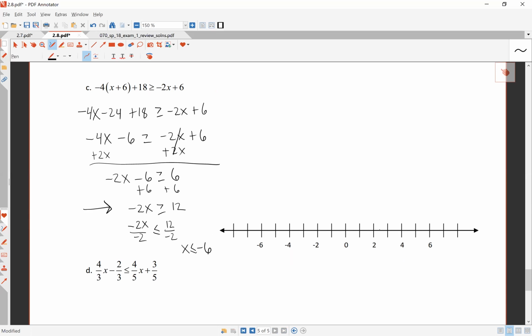So I graph this. Everything to the left of -6. Set builder notation is the set of x such that x is less than or equal to -6. Interval notation starts at -infinity and goes over to -6, and we include the -6.